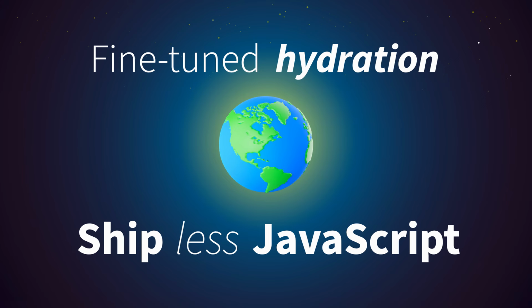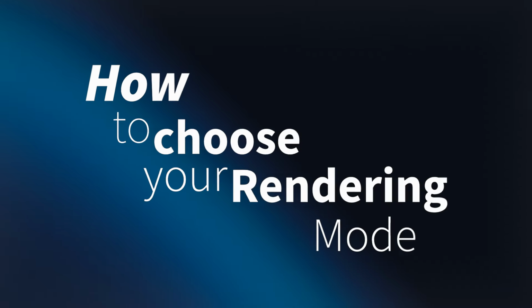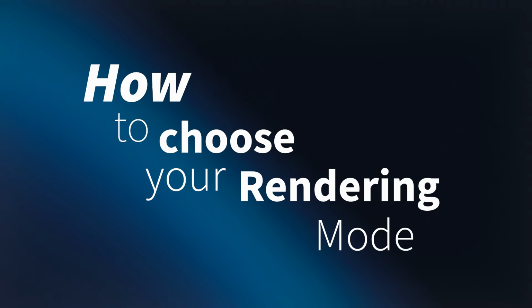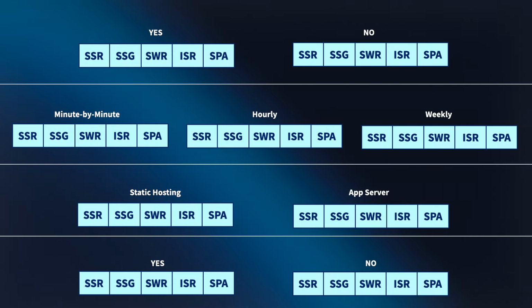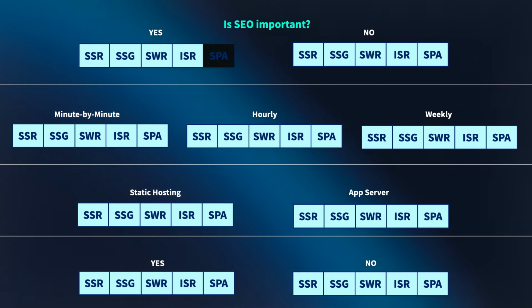So now that we're inundated with knowledge about rendering strategies, how do you choose the best one for you? Based on what we've covered so far, you probably have an idea of what direction to move into, but let's make it even easier for you. A decent approach about reaching clarity about your rendering strategy is to ask yourself a series of questions. First, is SEO important? If yes, then you don't want an SPA.